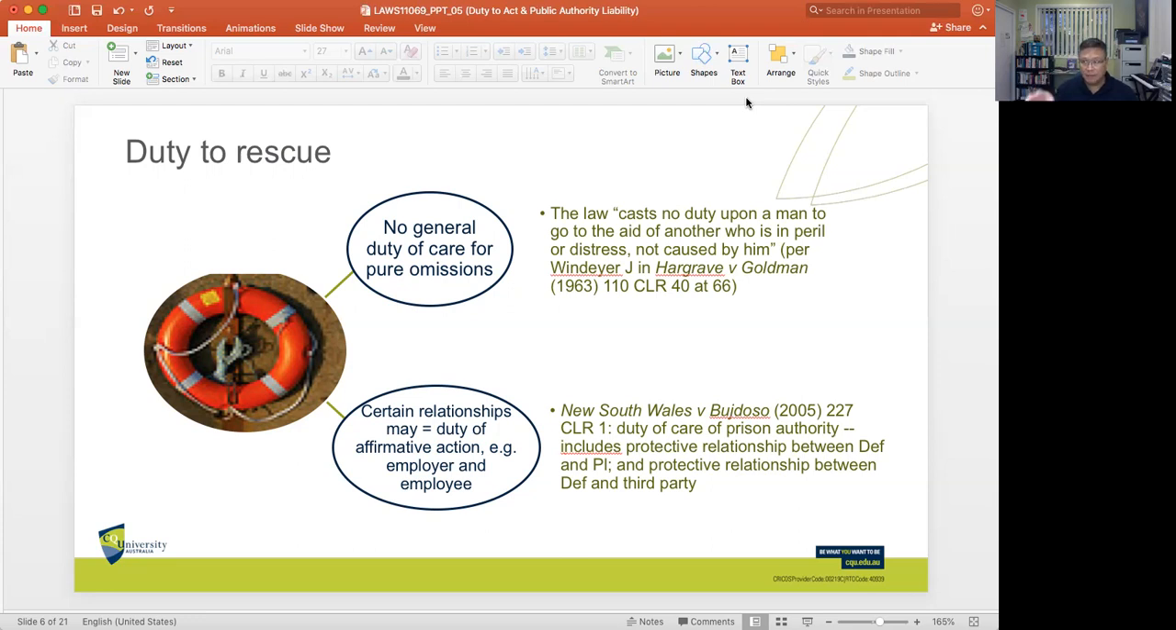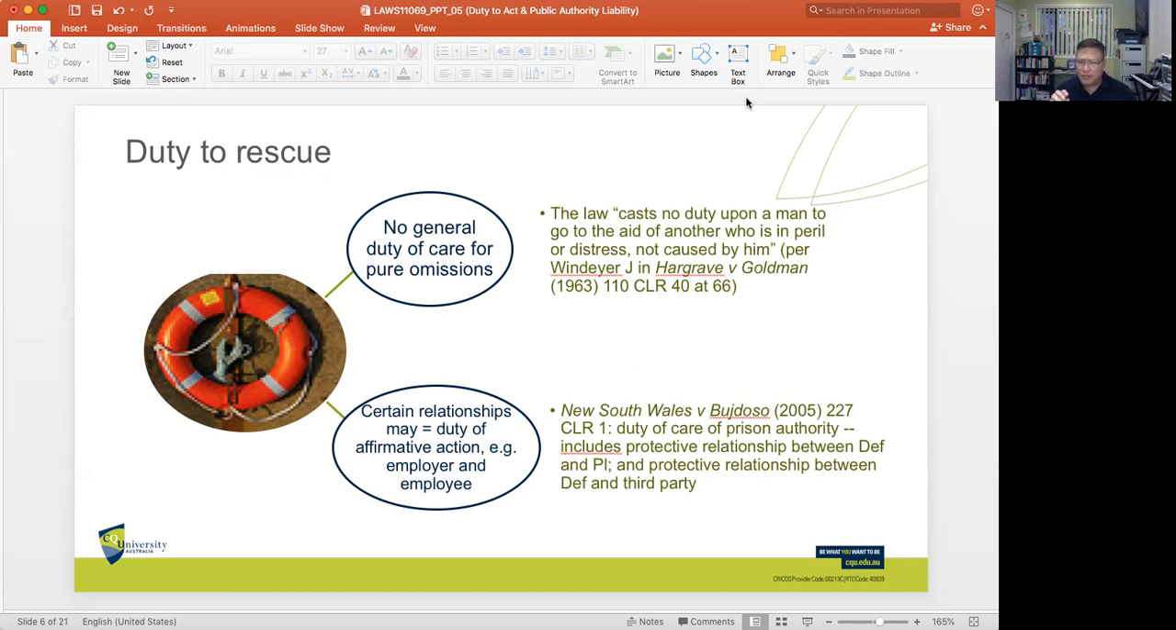Bujoso was an inmate and he was beaten up by fellow inmates. The question was, did New South Wales, as the prison authority or the public authority, have a legal liability in tort for the failure to prevent the harm to Bujoso? And the High Court said that it did, because there is a duty of care on the part of a prison authority.